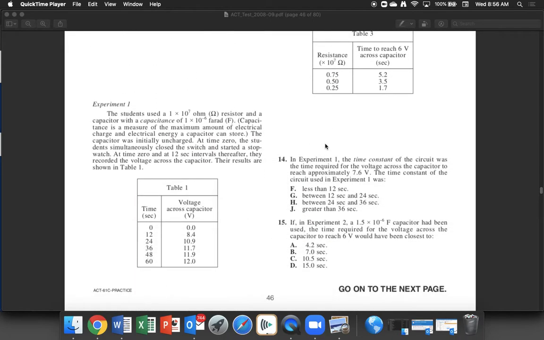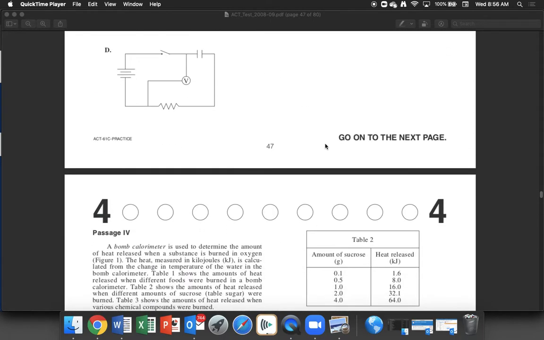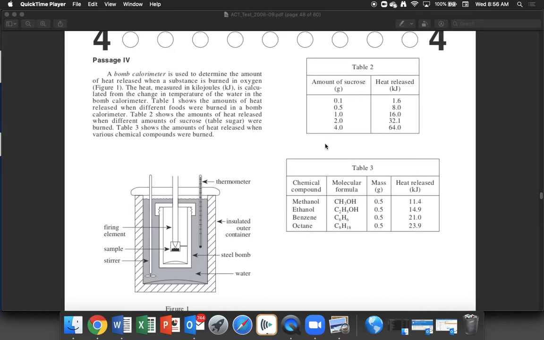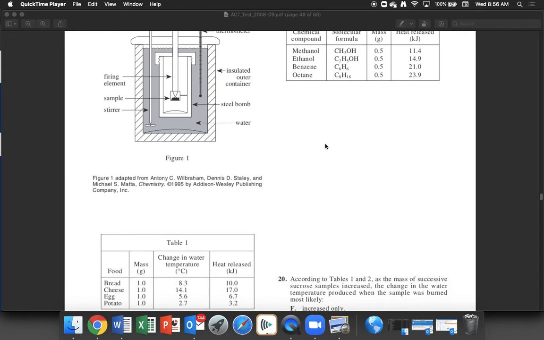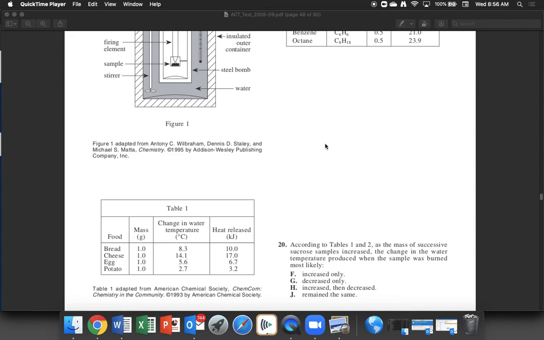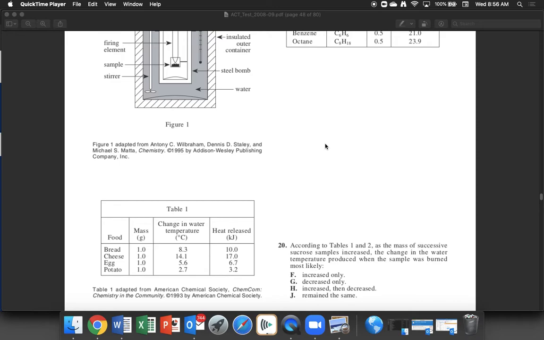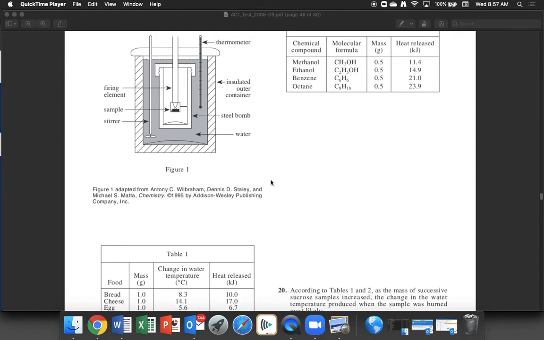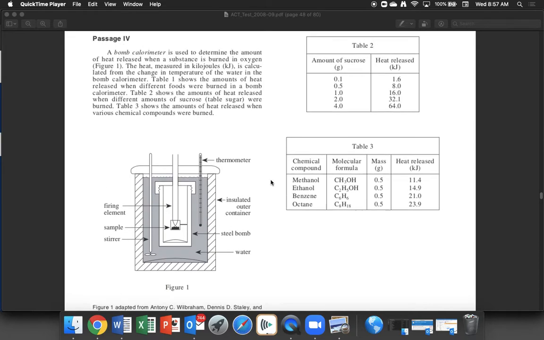And data representation is essentially exactly what it says. So, for instance, here we have a chart with how different masses of items, from food to sugar to chemical compounds, and we're to determine how they interact with each other. In other words, you're going to be spending a lot of time thinking about the different heat released of these different substances and how they compare and contrast.